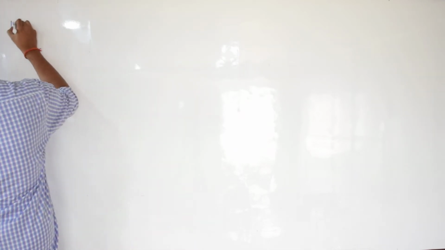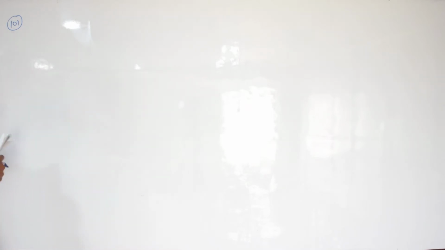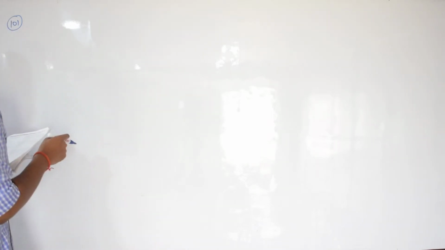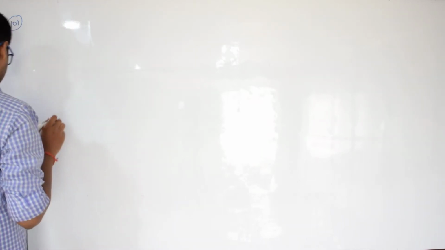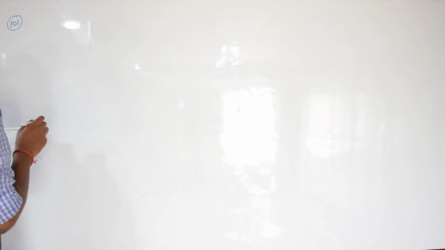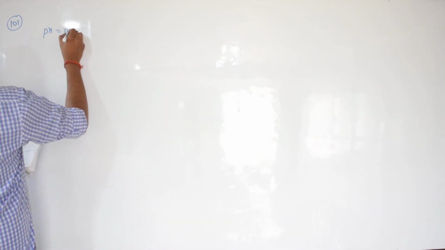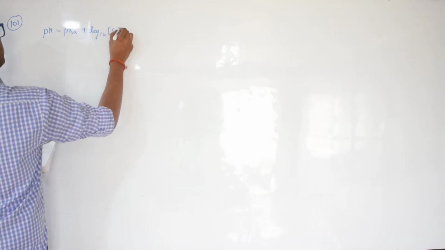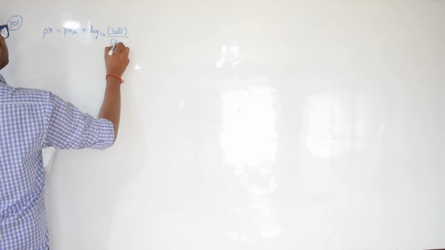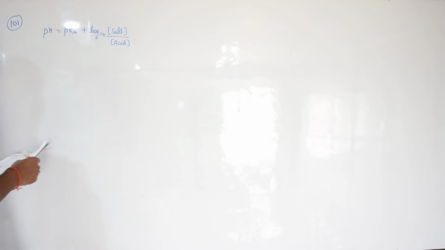Question number 101. In a buffer solution of a weak acid and its salt, if the ratio of concentration of salt to the acid is increased 10 times. So, in a buffer solution, the ratio of concentration of salt to that of acid. We know that pH is equal to pKa plus log 10 concentration of salt upon concentration of acid. This is the Henderson's equation, salt upon acid.